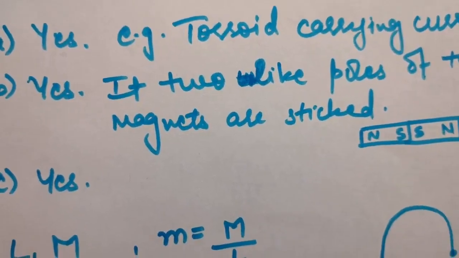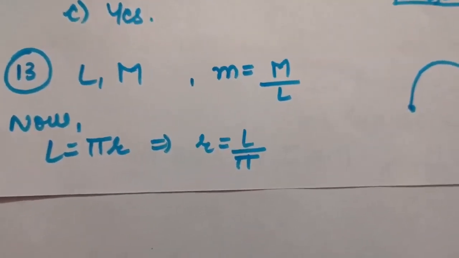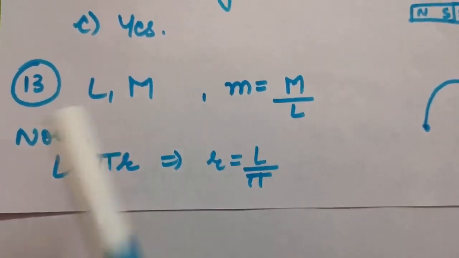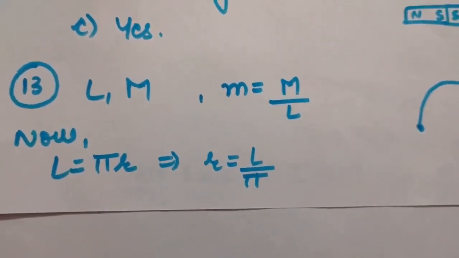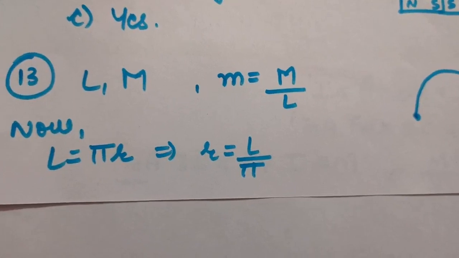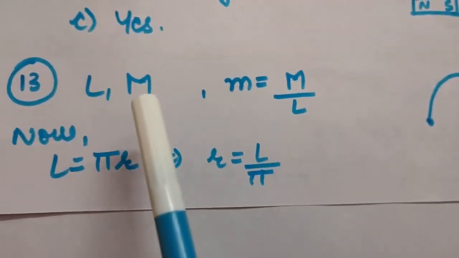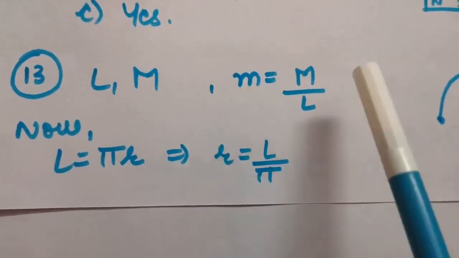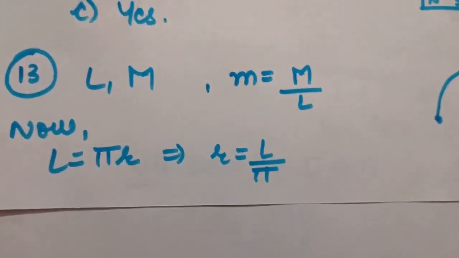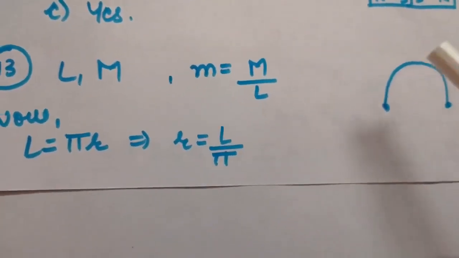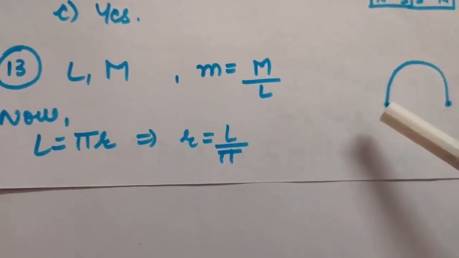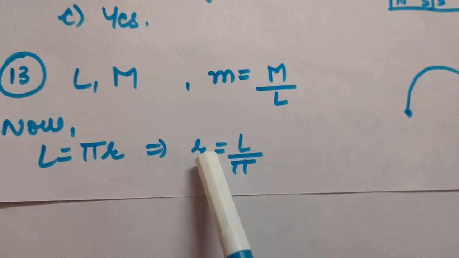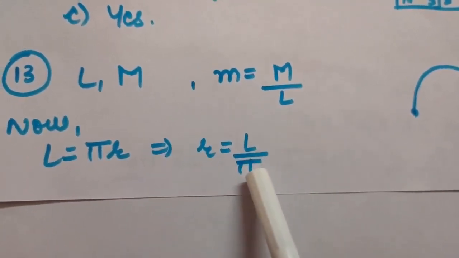Okay, so next is question number 13. It says we have a wire of magnetic moment M and length L. Now it is bent into a semicircular arc, and what will be its new magnetic moment? If M is the magnetic moment and L is the length, we can calculate its pole strength, that is, magnetic moment upon L. This you know. Now if it is bent into a semicircular arc, that means the length will become pi r. From here we can calculate the radius, which will come to be L upon pi.